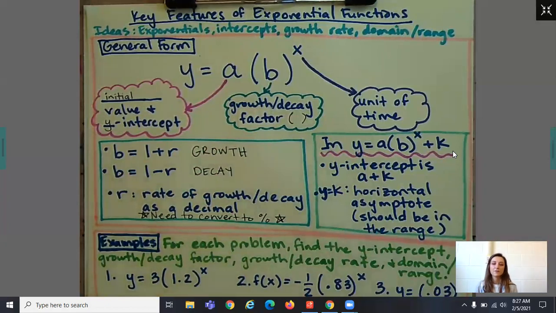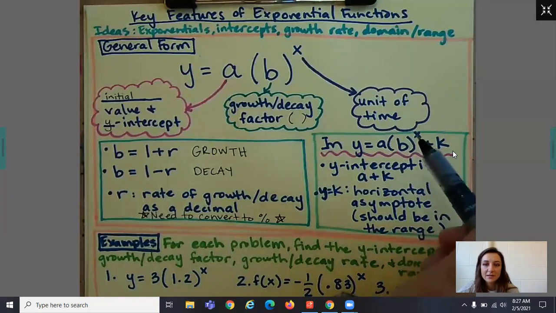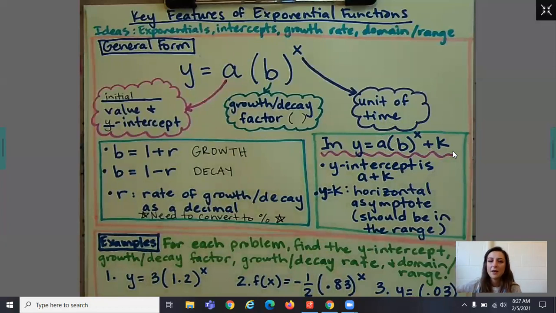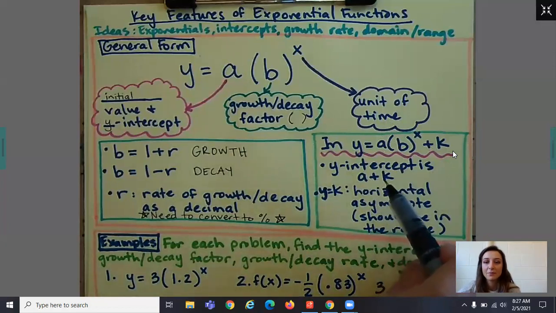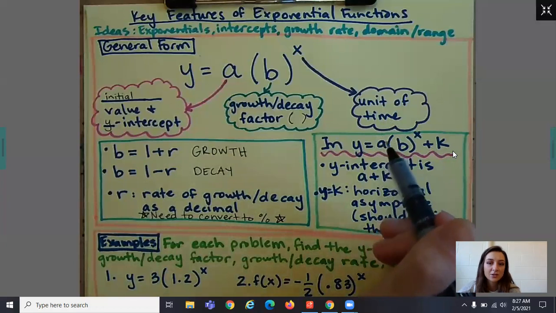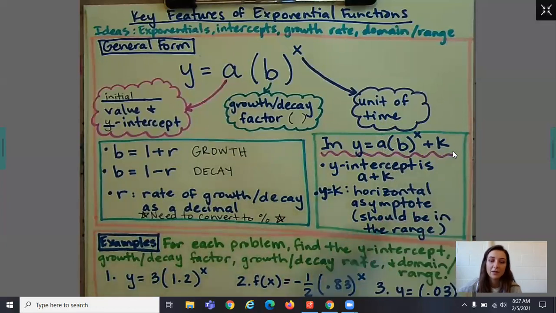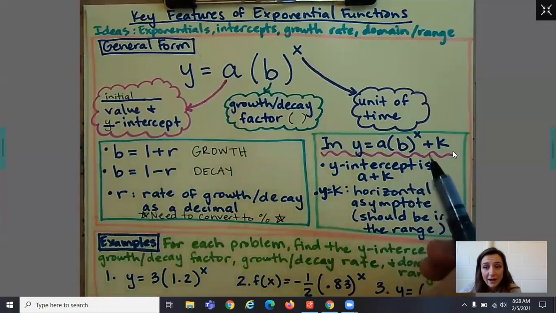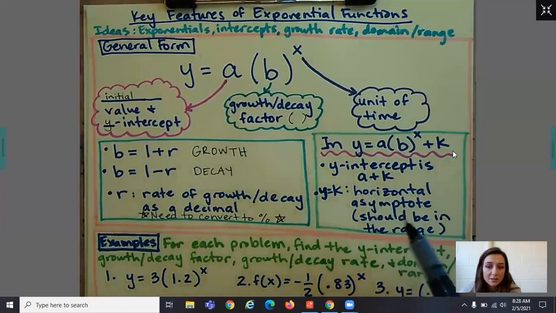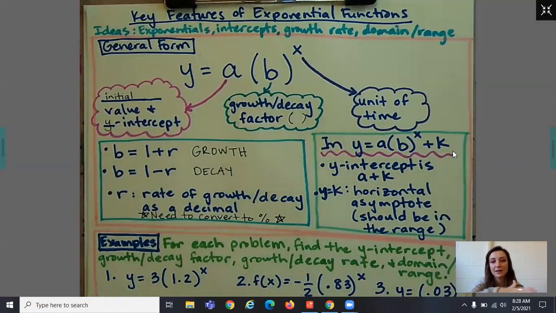Okay. We also have another form that we could take over here, and that is the form y equals a times b to the x plus k on the end. So this is just shifting it up a little bit, and the y-intercept will actually change to a plus k. And the reason is this is your initial value, but then the whole thing is being shifted up k, so it's just moving that initial value up k units. And then we also have this k is going to be a horizontal asymptote. And what an asymptote is just a line that the graph can never touch. So it's going to be approaching that k value, and we will see that later on in these videos.